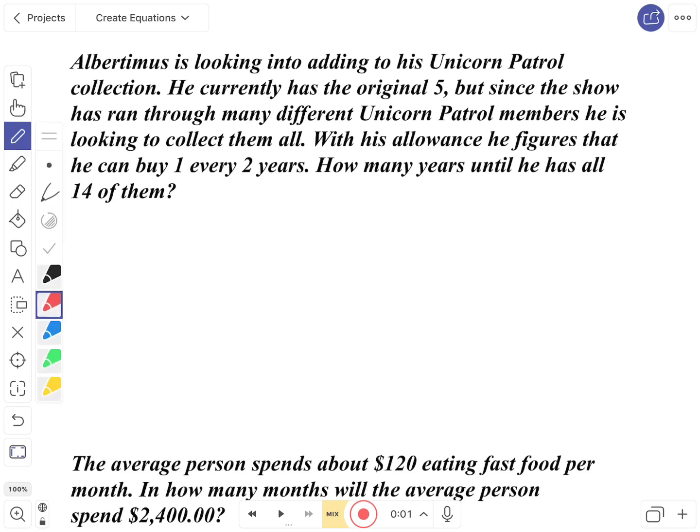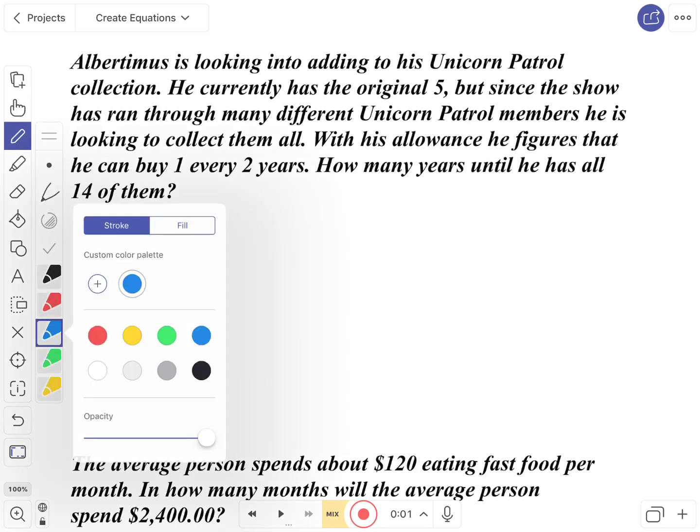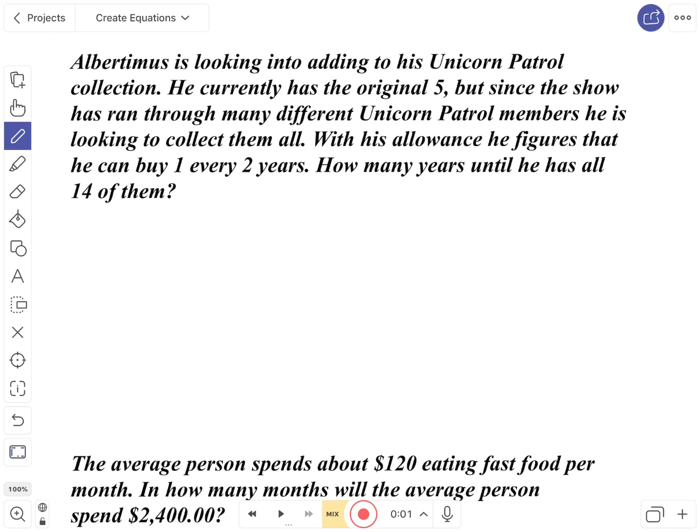So again, we want to start with an equation. So again, we're looking at growth and starting. Okay, so he currently has the original 5. Well, that's going to be our start, isn't it? And he says with his allowance, he can buy one every 2 years. Okay, so that would be our growth, wouldn't it? So 1 is our growth, but it's every 2 years.